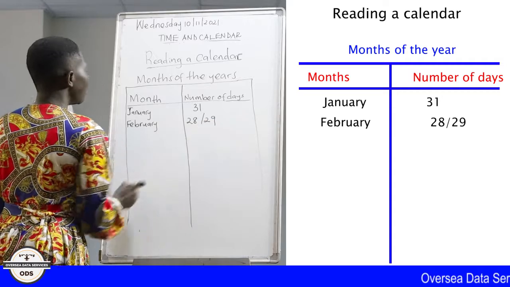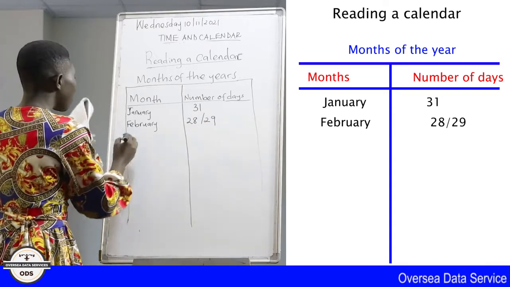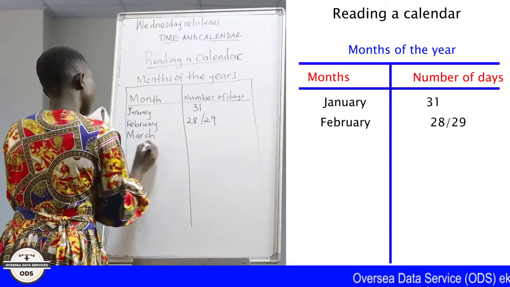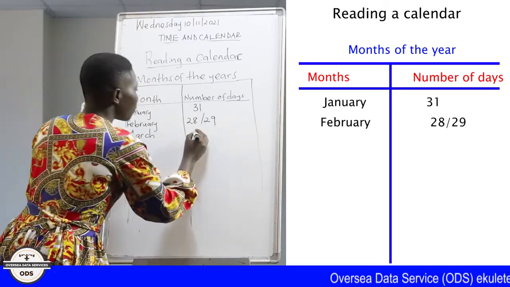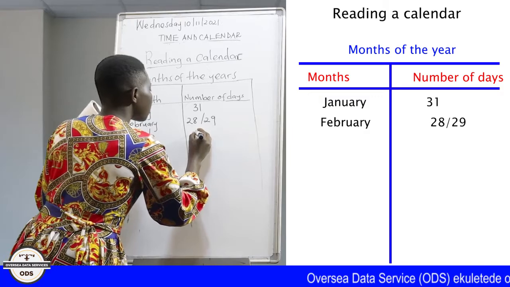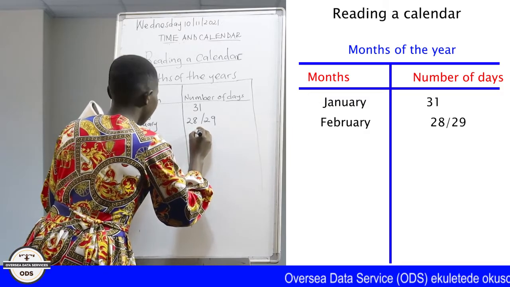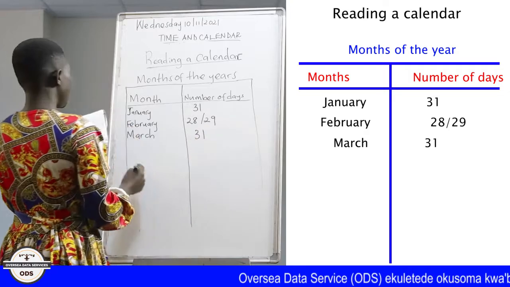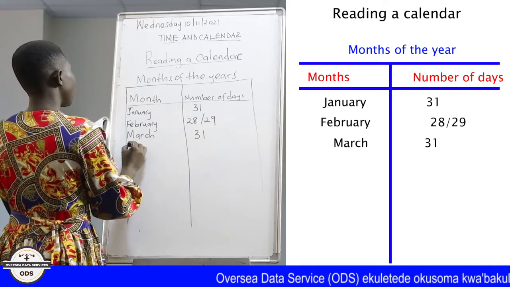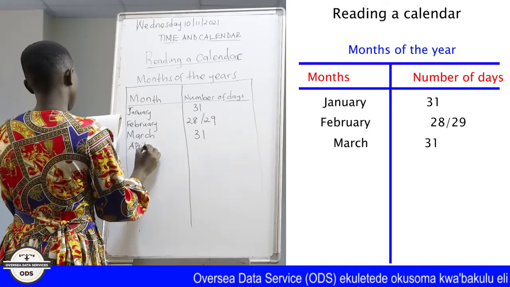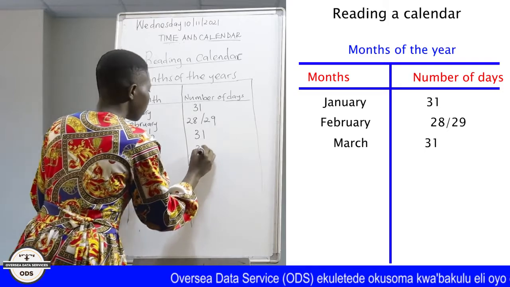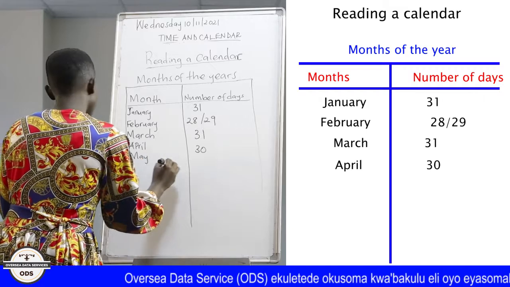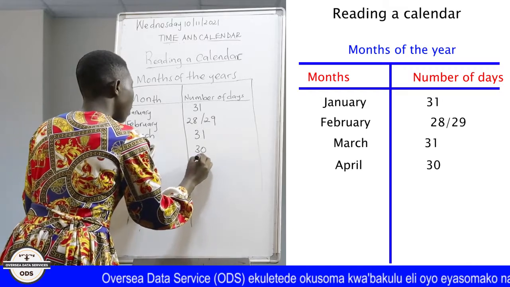Or 29 days. What about March? March, that's how we rate March. For this month, it has 31 days. And we have April, it has 30 days. We have May, having 31.